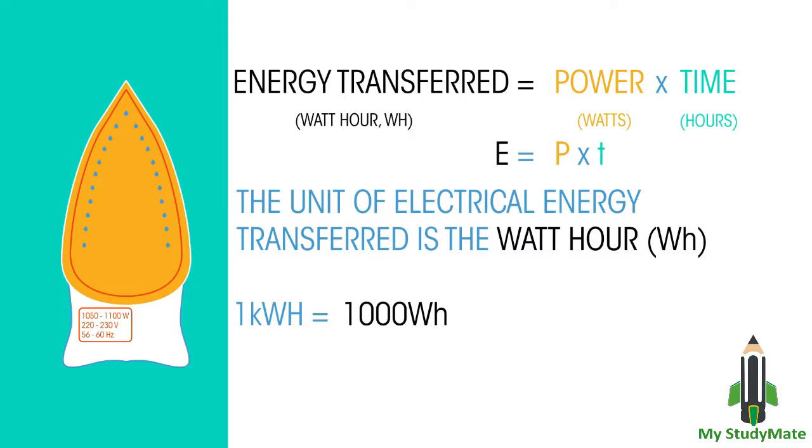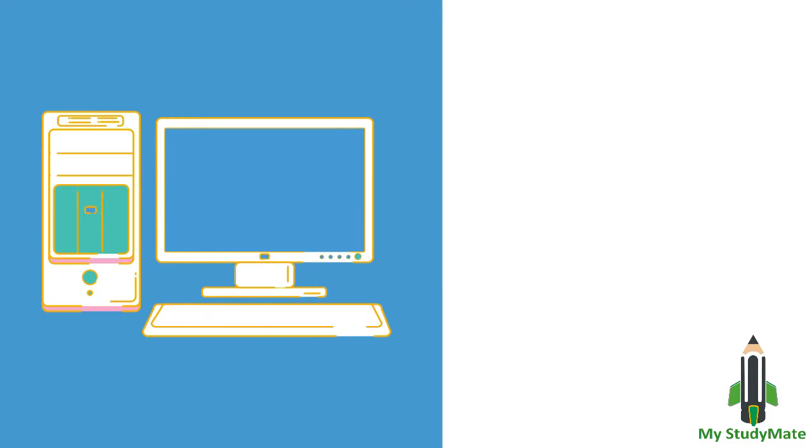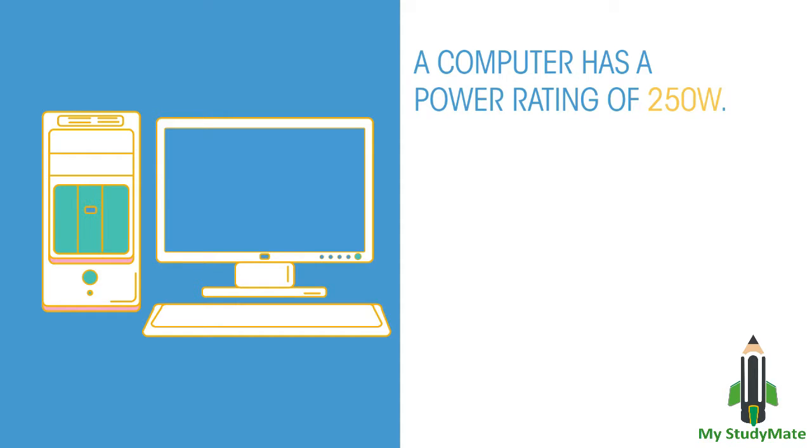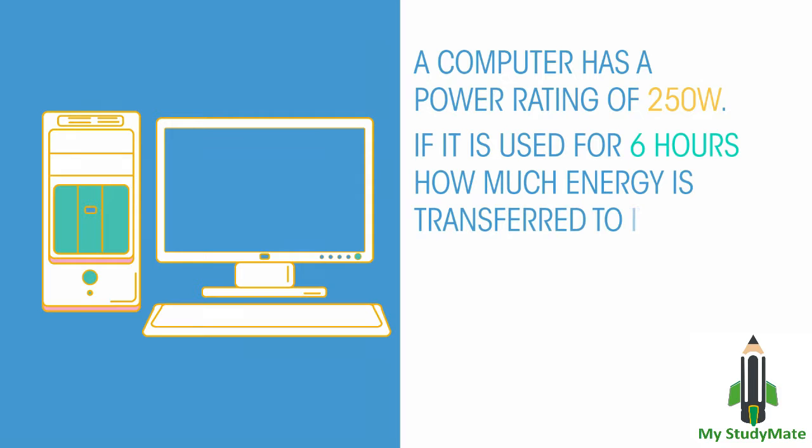Let's look at an example. A computer has a power rating of 250 watts. If we use it for 6 hours, how much energy is transferred to it? Can you substitute the values into our equation?